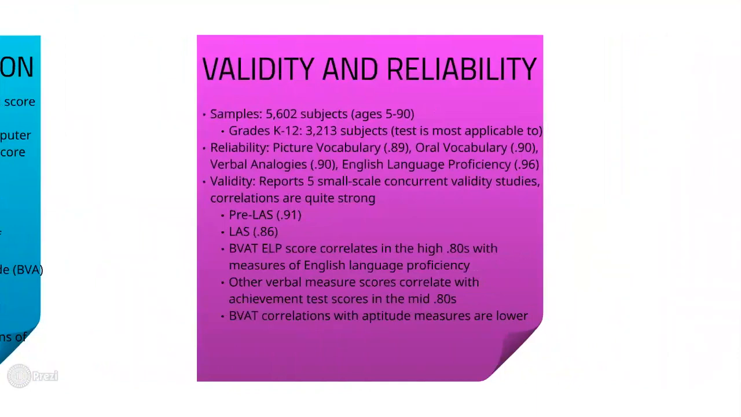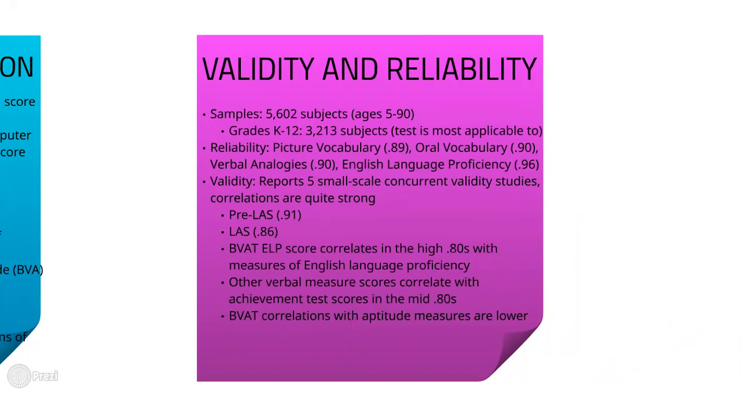The norms represent the monolingual English-speaking population, as bilingual ability was not a factor in selection of the sample. It is based on 5,602 individuals between the ages of 5 and 90. A majority of the subjects, 3,213, were in grades kindergarten through 12th grade, as that is the age range that the test is most applicable to.